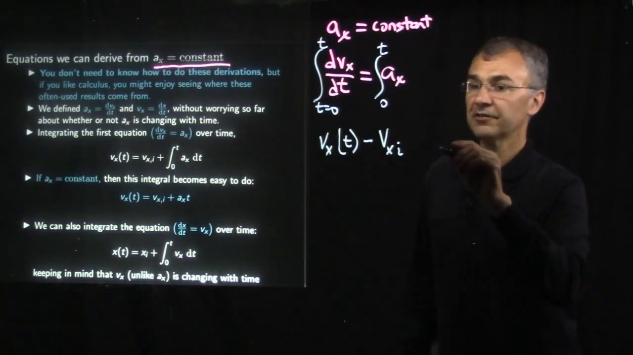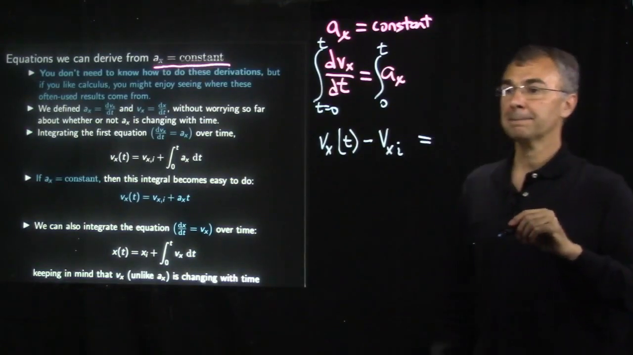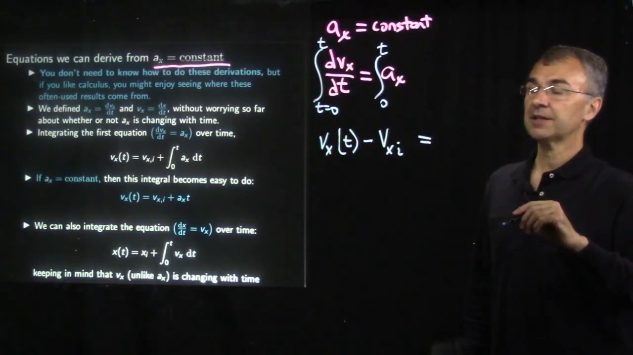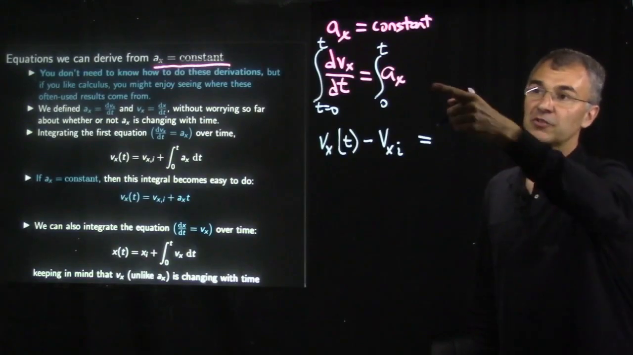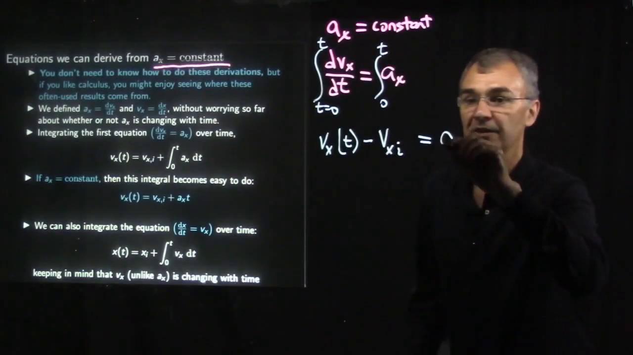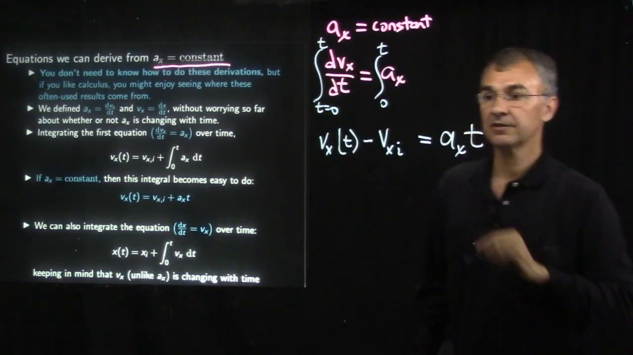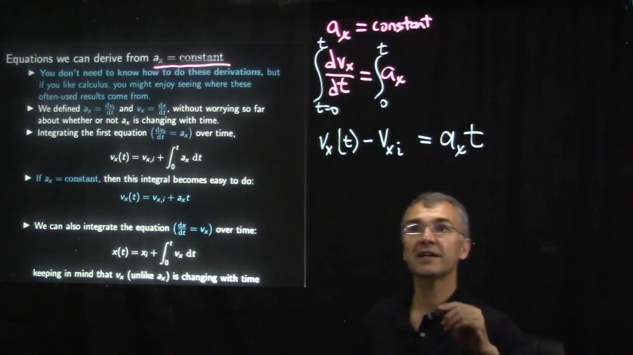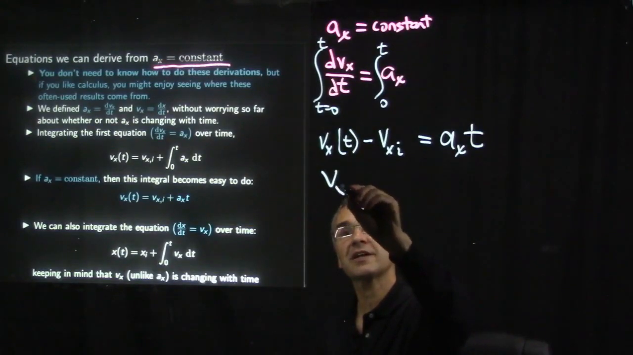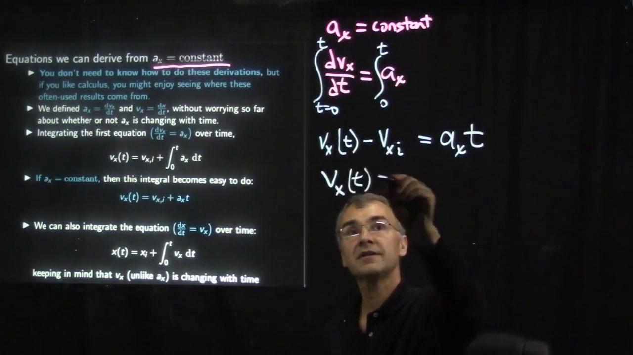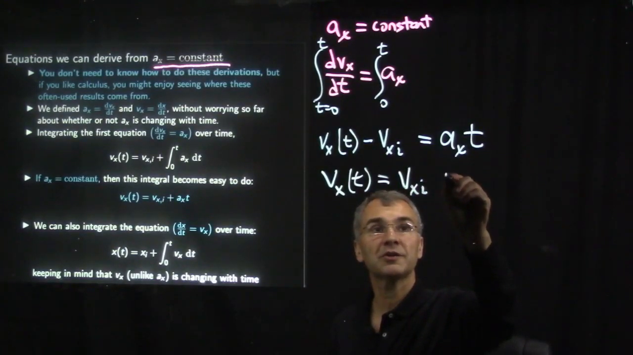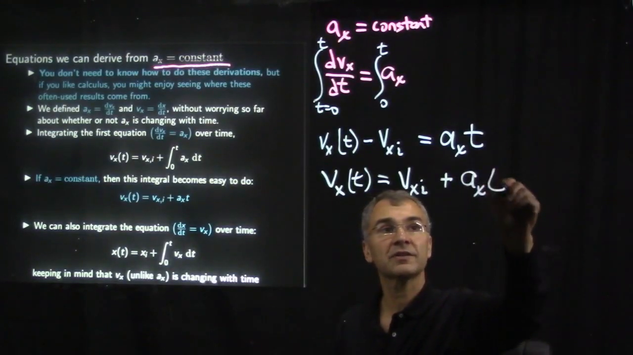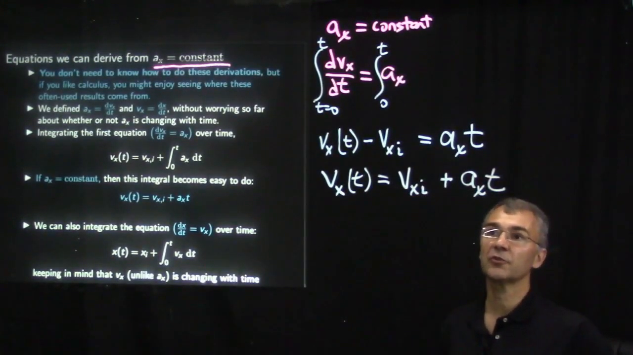And on the right-hand side, we just multiply. If you have a constant and you integrate a constant, then you're basically just multiplying by t. So that's a sub x times t. So what does that say? That says that v sub x at time t equals v sub x initial, which means at time 0, plus a sub x times t. Okay, so we integrated both sides, and that's what we got.